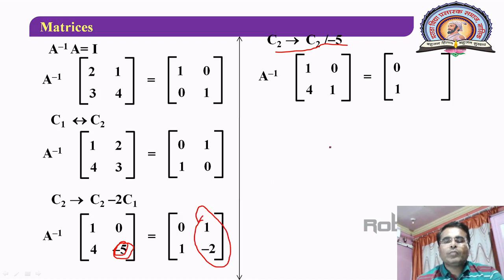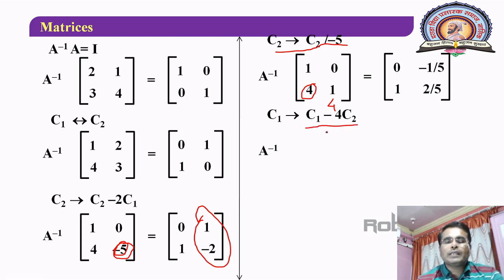So you will get minus 1 by 5 in the first entry, and minus 2 by minus 5, that is 2 by 5 as the second entry. Now your next job is to make this element 0. To make this element 0, you have to multiply this by 4. You consider C1 minus 4 times C2. See what happens: A inverse as it is.